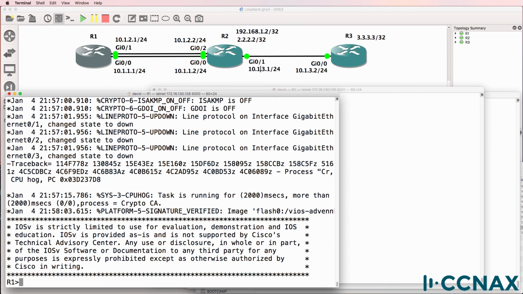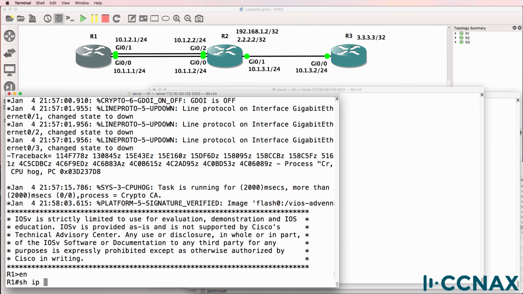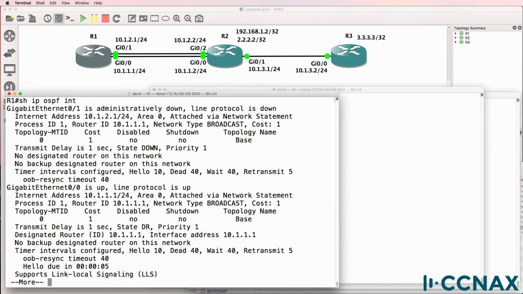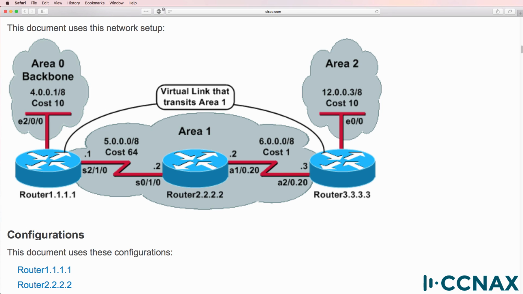So the router is rebooted. Show IP OSPF interface. Notice the router ID has changed. It's now 10.1.1.1. That means if you were using a virtual link as an example, the virtual link would break and your network would break.